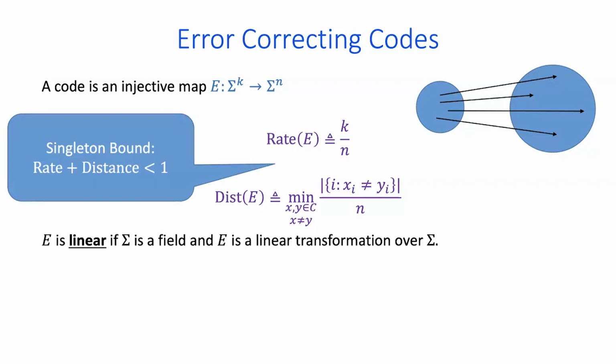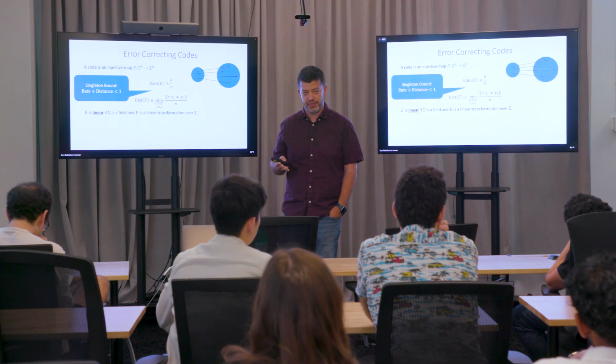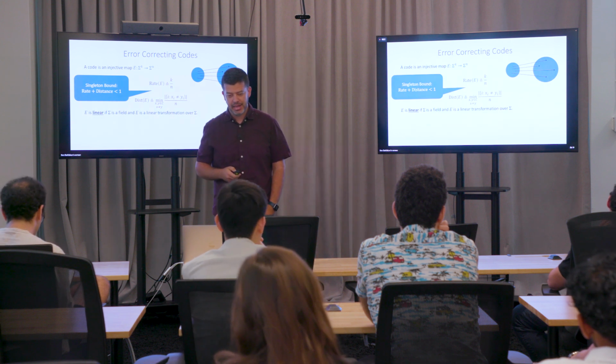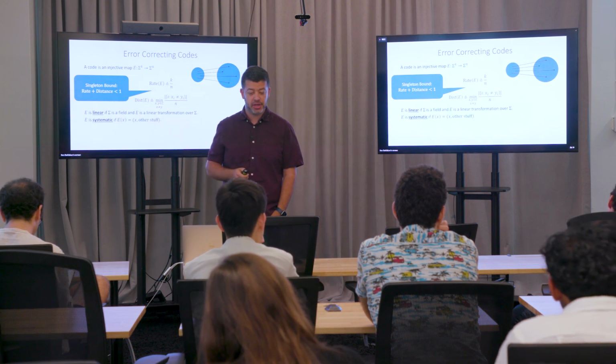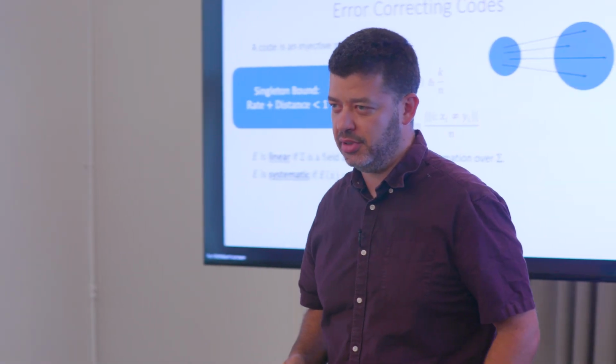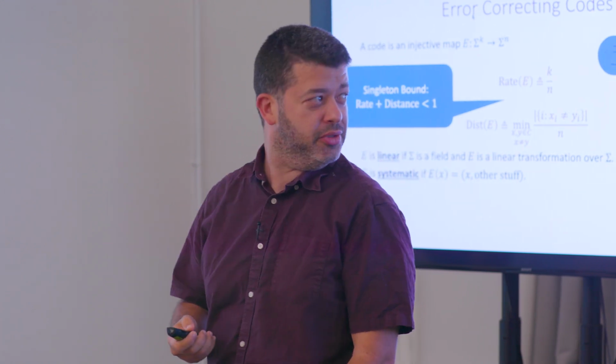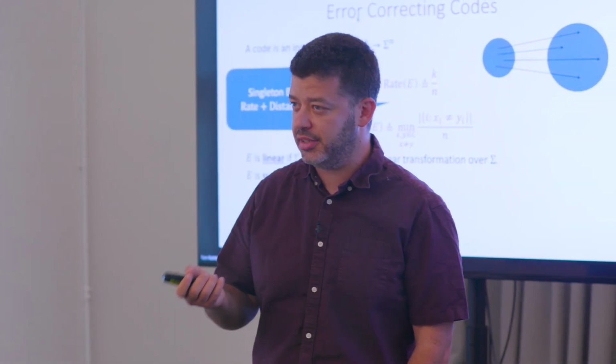One is that our codes are linear, which just means that the alphabet sigma here is a field, and you should view the transformation as a linear transformation over this field. The other is codes that are systematic, which is just a fancy way of saying that if you look at the first k symbols of the output, you see exactly the message. So when you encode a message, you first see the message itself, and then some extra redundancy symbols. All of the codes that we'll talk about throughout this talk are going to be linear and systematic.